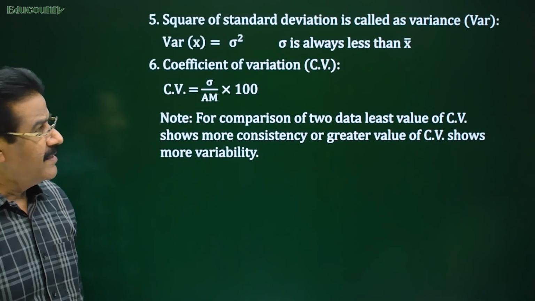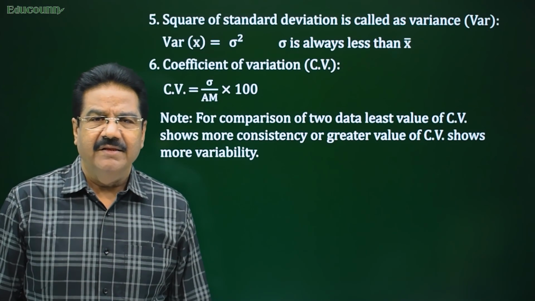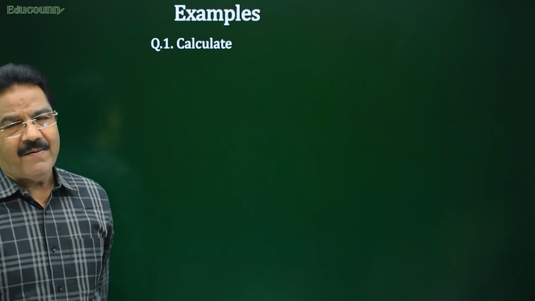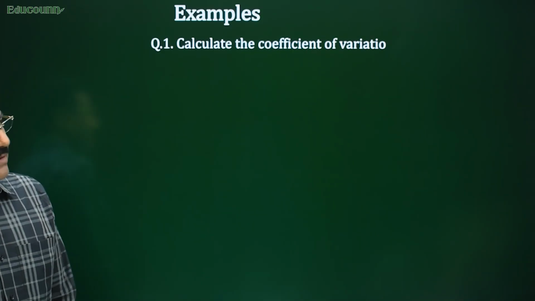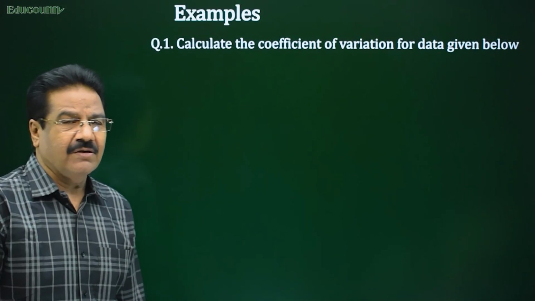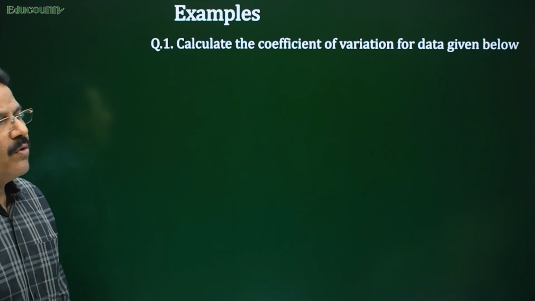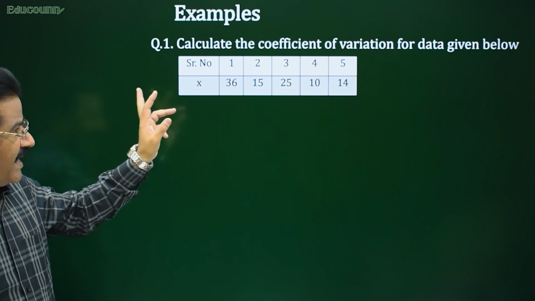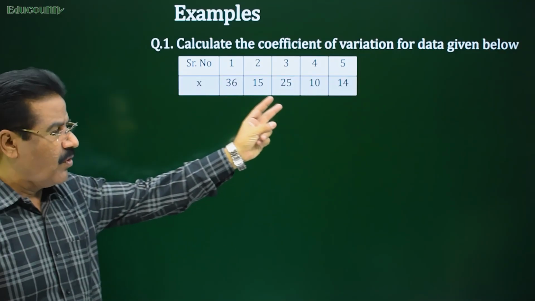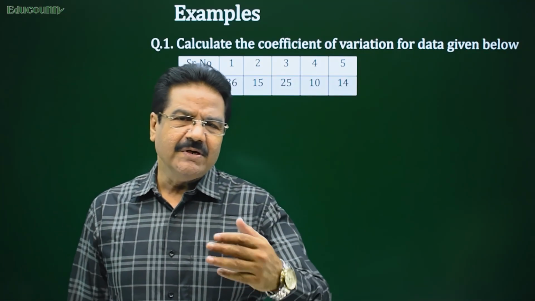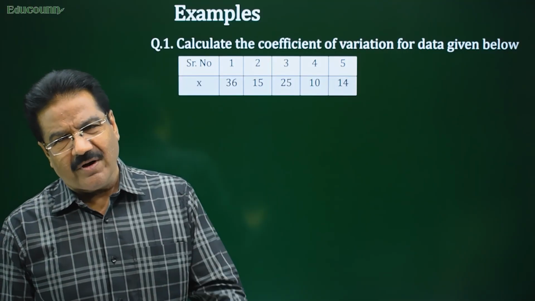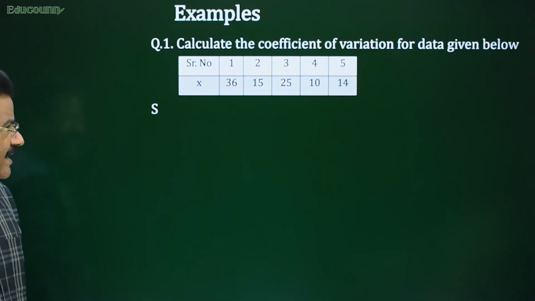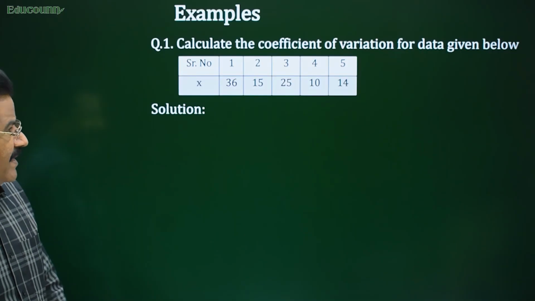Now we are going to take examples based on this topic. Let us take examples. Number 1, calculate the coefficient of variation for the data given below. So let us see, this is the question. Data is always given in the form of a horizontal table. Whenever we solve the example, we are supposed to convert this data into the form of a vertical table. So let us see the solution and we will prepare the data.